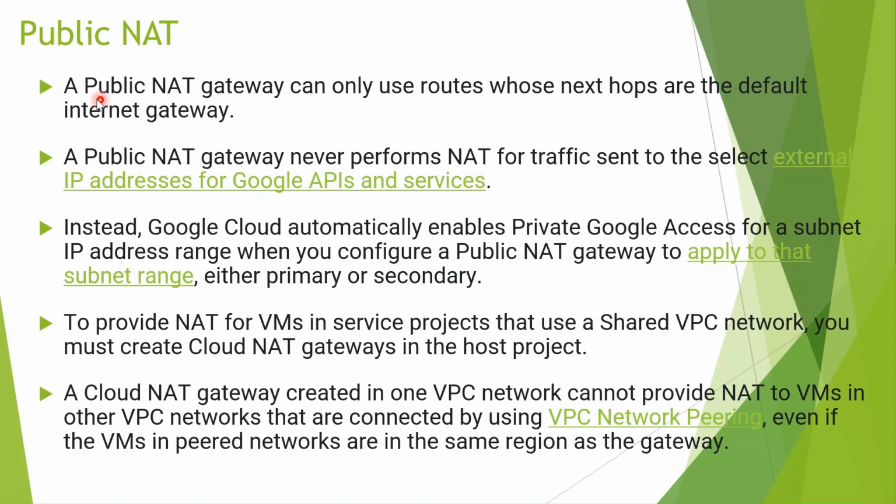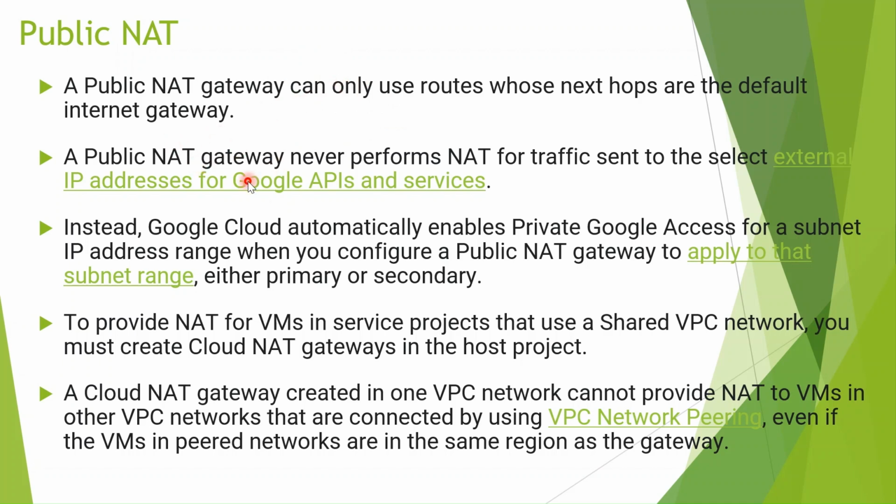Some things we have to take care of: a Cloud NAT gateway can only use routes whose next hop is the default internet gateway. If you want to use Cloud NAT, your next hop must be the default internet gateway, so 0.0.0.0/0 with the next hop being the internet gateway. If you don't use this specific route, you cannot use Cloud NAT. It will not work, and it will not send any traffic.